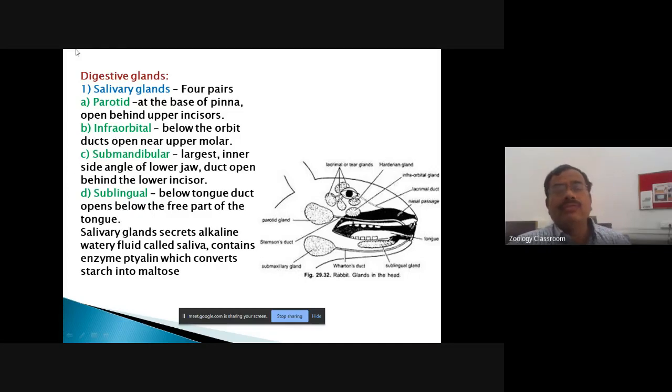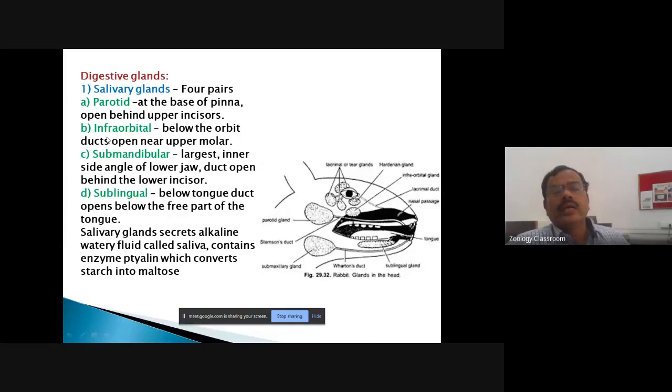Now come to this gland. The first gland is the parotid gland. So the parotid gland is the largest gland. It is present at the base of the pinna. This is the pinna. So it is located at the base of the pinna. And it opens behind the upper incisor. The duct opens here, behind the upper incisor. So these are the incisor teeth. So behind the incisor teeth, this parotid gland opens with the help of the duct system.